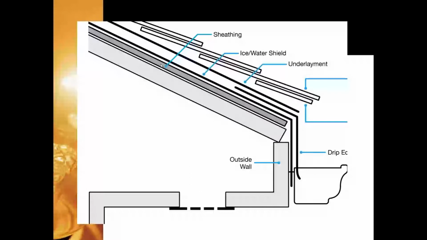Okay, so here we have this picture that says sheathing, ice and water shield, and underlayment. And they're showing the shingles coming down. And then they show your drip edge here and the outside wall. You might as well be showing people a picture of Yeti. They don't have a clue what they're looking at, so what does it matter?